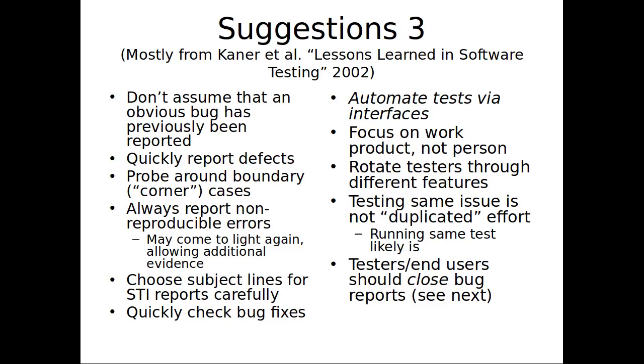Quickly check bug fixes. If there's a bug fix pushed out, try to check with the testing team that it's actually fixed. And in many cases, we automate tests via interface. As we say, we program against the interface. What does this mean? What does it mean to program against an interface? Anyone?